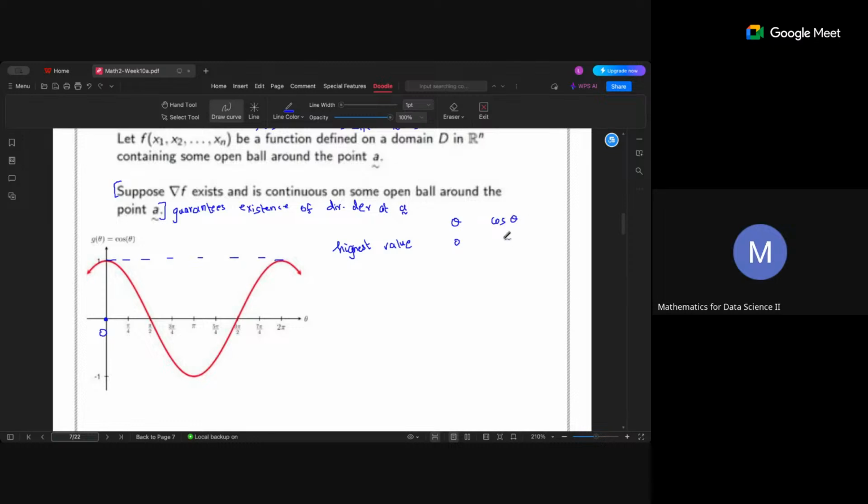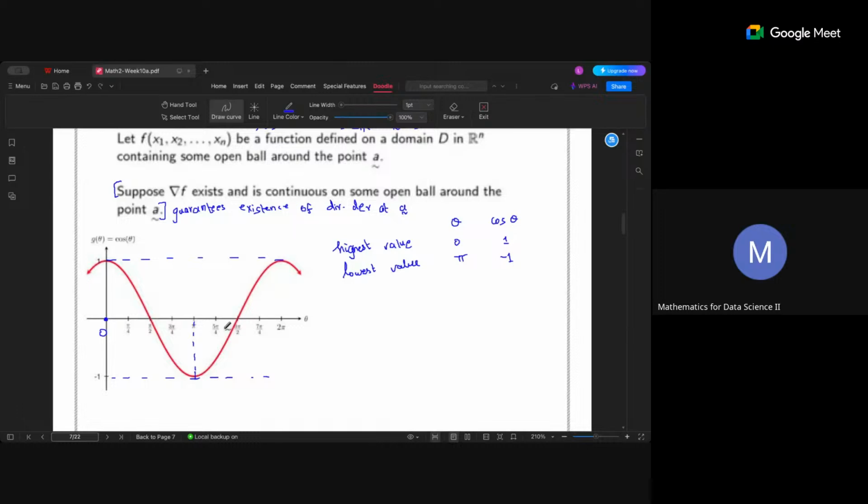So cos theta is 1 there. Now what about the lowest value? Minus 1 at pi. And where does it occur? Pi. Yes. When the value is pi, you get minus 1.